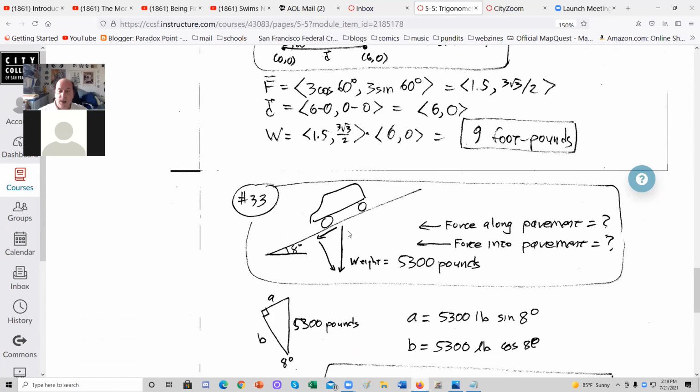Or here we have my rather crude-looking drawing of, I guess, a van or something. I realize that I drew it looking like a skate. And this is on a tilted road, tilted at 8 degrees. The total weight of the thing is 5,300 pounds. What is the force along the pavement? And what is the force of the van into the pavement?